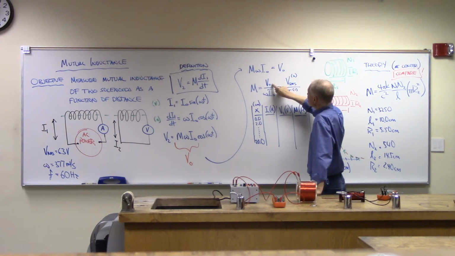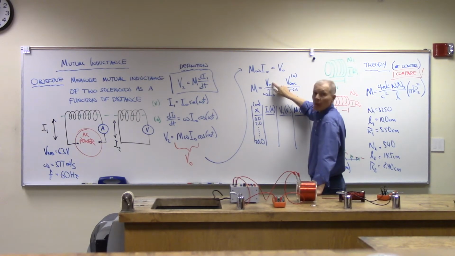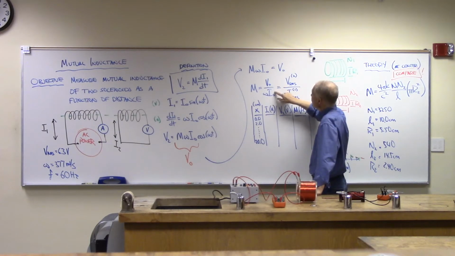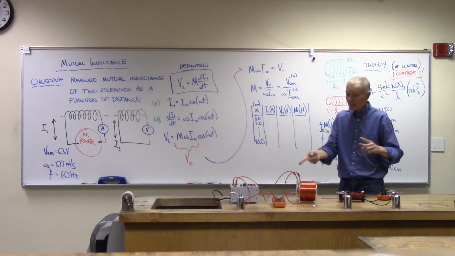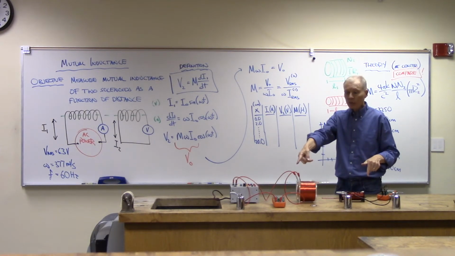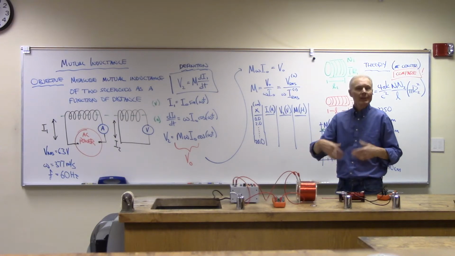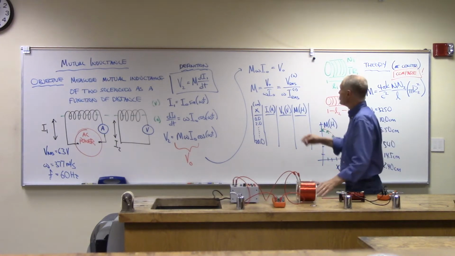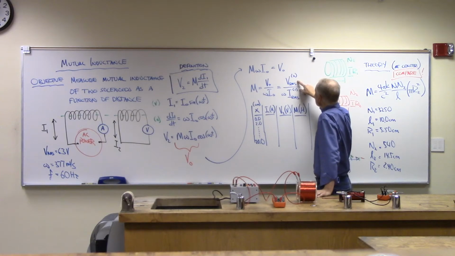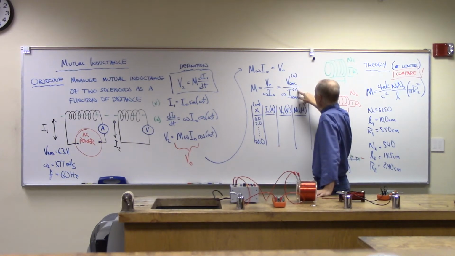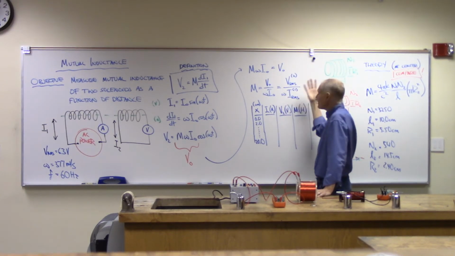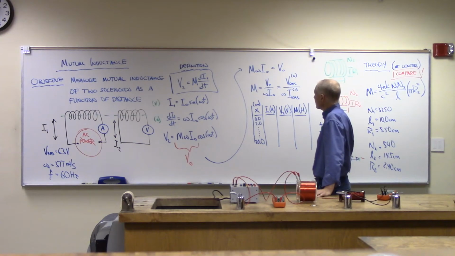Now there's a V naught here, which is a peak voltage, and there's an I naught here, which is a peak current. I can scale those back down to RMS values, because that's what my voltmeter and my ammeter are going to be reading. They're going to be reading RMS values. So I'm going to write that as V_RMS measured for circuit 2, and I_RMS measured in circuit 1, and then there's a factor of omega. And that's how I calculate the mutual inductance.